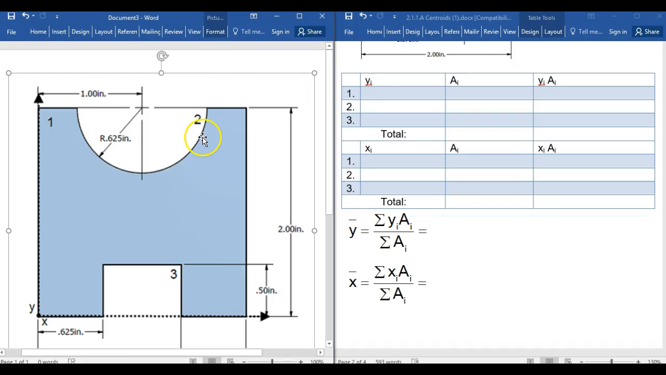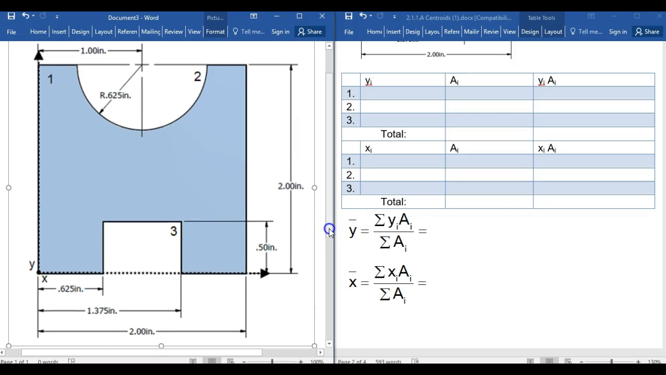So, at any rate, we're going to do a complex shape here, which is number 3 on your 211 Centroids activity. We're going to break this into three shapes. Shape 1 is the giant square that's 2 inches wide by 2 inches tall. We're also going to look at this rectangle right here, which will be shape 3, and this semicircle right here, which will be shape 2. Starting with shape 1, which is the easiest of the three.